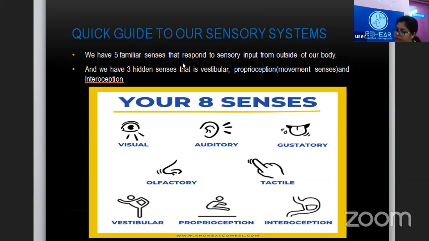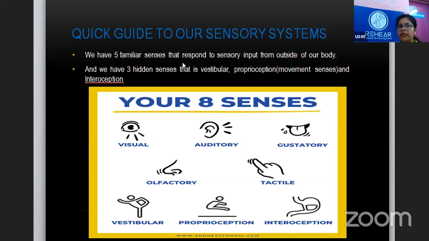It also gives us a sense of how much force we need to pick up a pen, how much force we need to throw it, to hold it, or to write with a pen. How much force we need, we understand through proprioception.